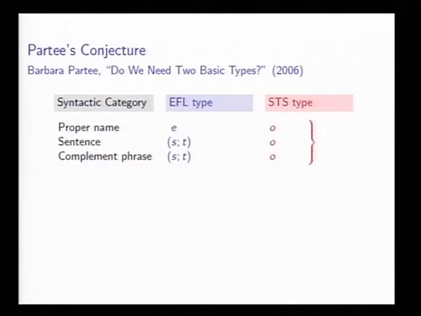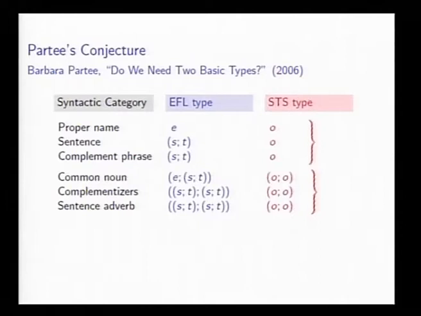Now, in virtue of the neutrality of the type O between entities and propositions, a single type semantics assigns the single basic type O to both proper names and sentences and complement phrases. Also, in line with our assumptions, it will assign the minimally complex type OO to both common nouns and to complementizers and sentence adverbs, and it will assign to expressions from all other syntactic categories the results of replacing the types E and ST by just our single basic type O.